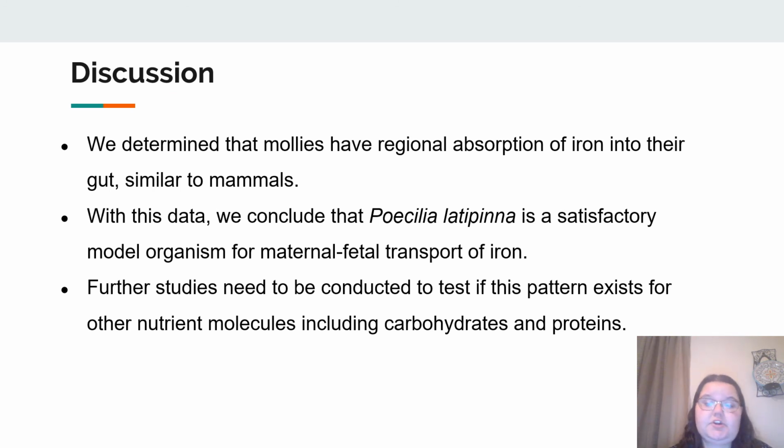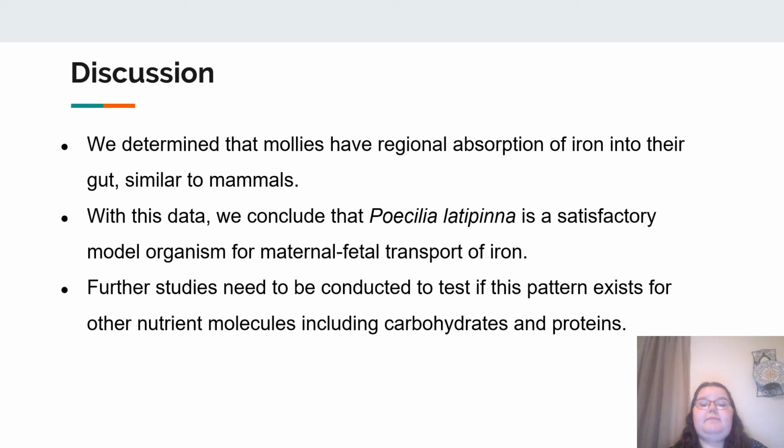So we were able to determine that mollies have regional absorption of iron in their gut, which is similar to mammals. We came to this conclusion by looking at the normal group, the control group, and they did not have iron in either their hindgut or foregut. In comparison to the other group of mollies, the experimental mollies that were fed iron, they had iron in their foregut but not their hindgut. Therefore, we concluded that these fish have regional absorption of iron.